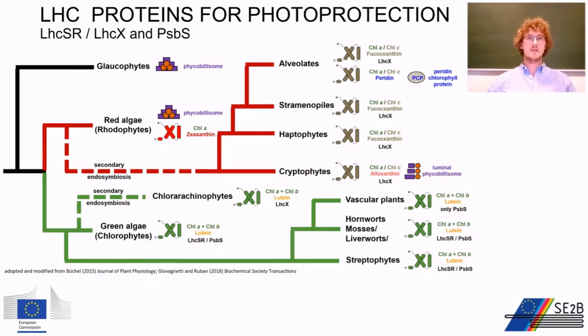The presence of LHCX in chlorarachniophytes is likely the result of the secondary endosymbiosis of a green algae chloroplast into a red algae, which has already LHCX incorporated. The different distribution of LHCSR and LHCX, as well as PSBS in algae and plants, is not surprising if one thinks about the different habitats, like the oceans, the flat coastal waters, or land, which they inhabit, and the different light intensities and light environments that they face. So they needed specialized mechanisms to deal with these circumstances, and to have photoprotection.